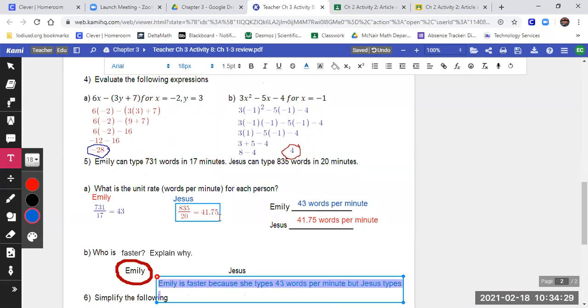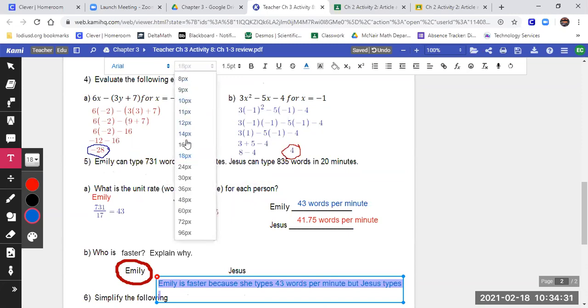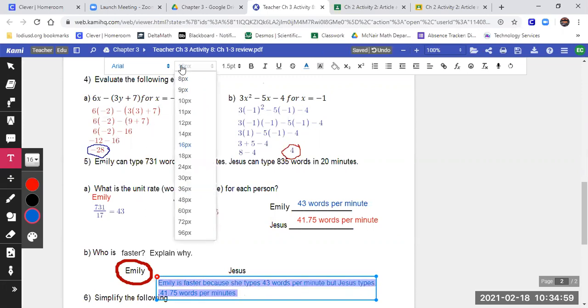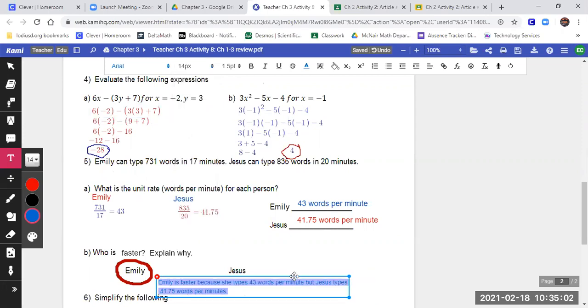What's Jesus type? What's he at? Emily types 43 words per minute. Jesus types 41.75 words per minute. Okay. So that was the whole point of part A. So you had your answer for the reason for part B. We got it?